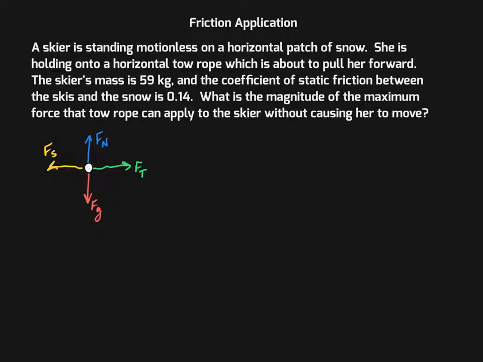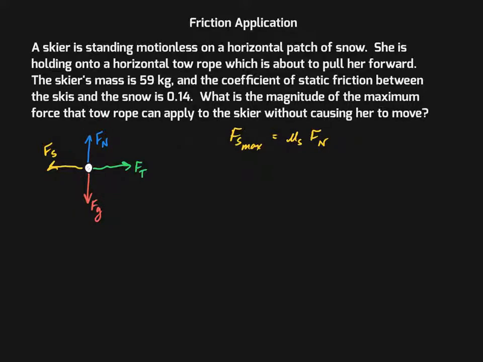So what we need to do is we need to write out our equilibrium equations. Ultimately, we're trying to find this force of tension here. However, if we think back to what our equation for static friction is, well, we know that static friction max is equal to the coefficient of static friction times our normal force. So what we first need to do here is figure out what our normal force is. And we can very easily do that by utilizing an equilibrium equation in our y direction.